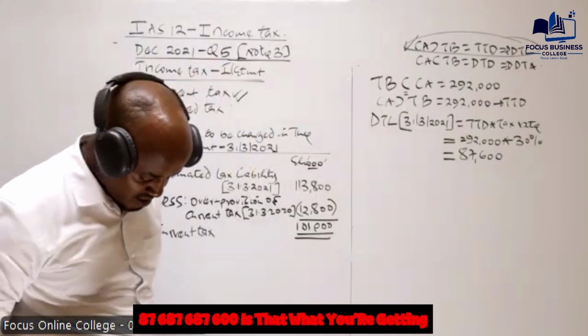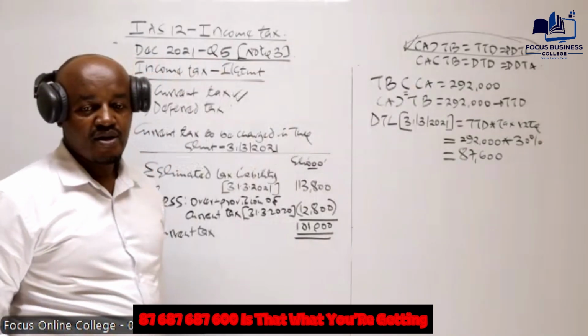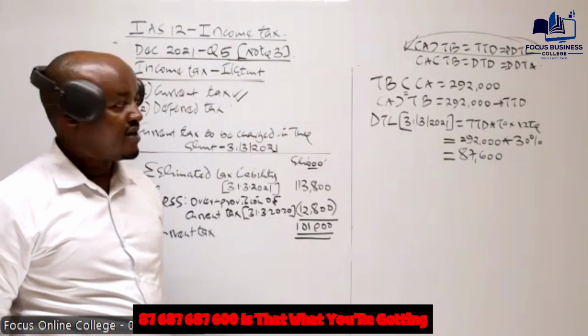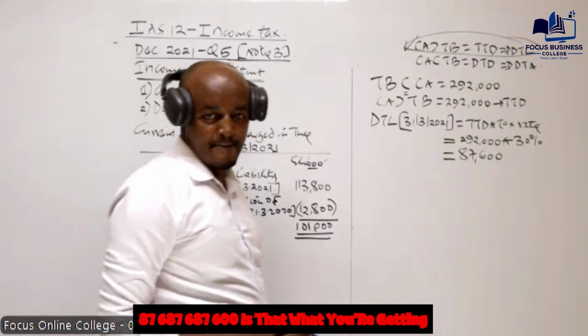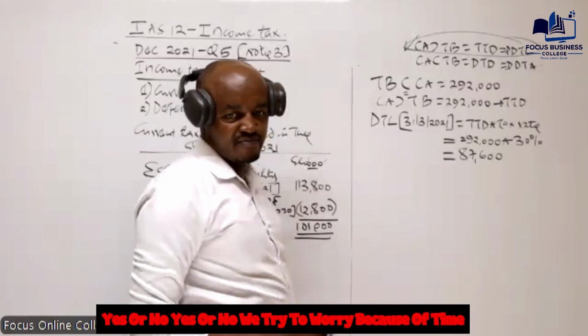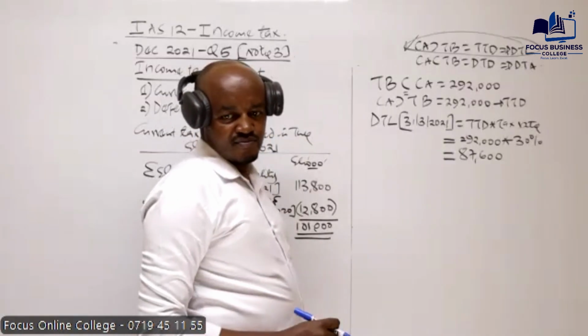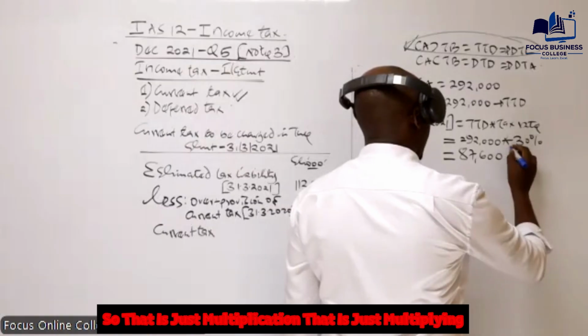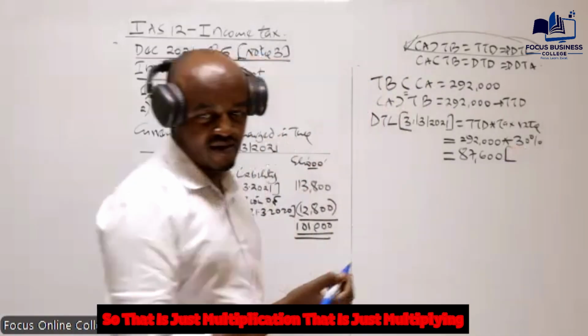87,600, is that what you're getting? Yes or no? We try to hurry up because of time. That is just multiplication.